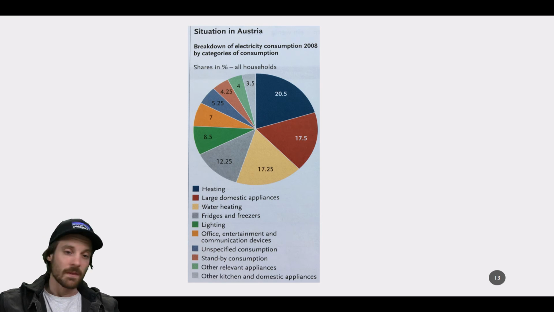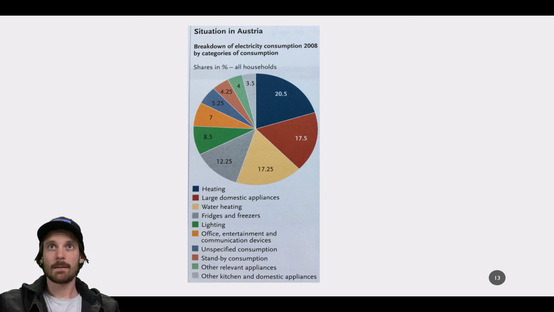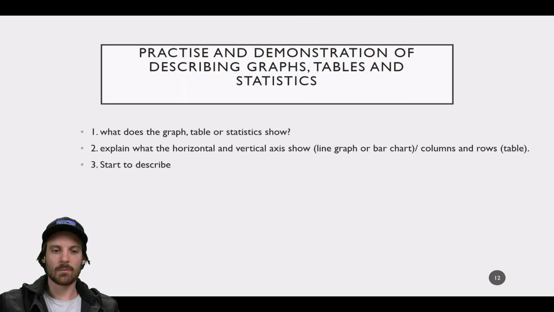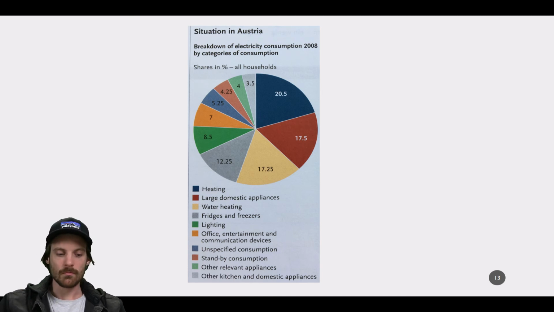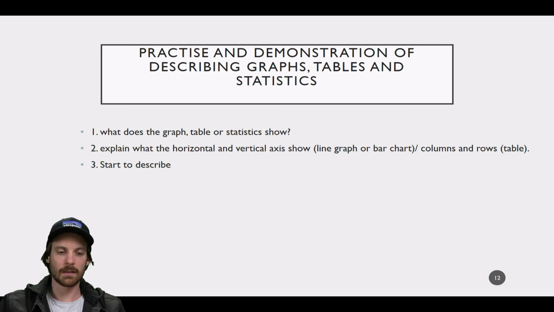So, this pie chart shows the breakdown of electricity consumption in 2008 by categories of consumption in Austria. Then explain what the horizontal and vertical axis show. In this case, it's not an axis, it's neither a column nor a row, since those are slices of a pie chart. Those slices show, in this case, the different categories of consumption in percentage. So there is heating, large domestic appliances, water heating, fridges, and so on. Okay, so step 2 also completed, and then you start to describe.